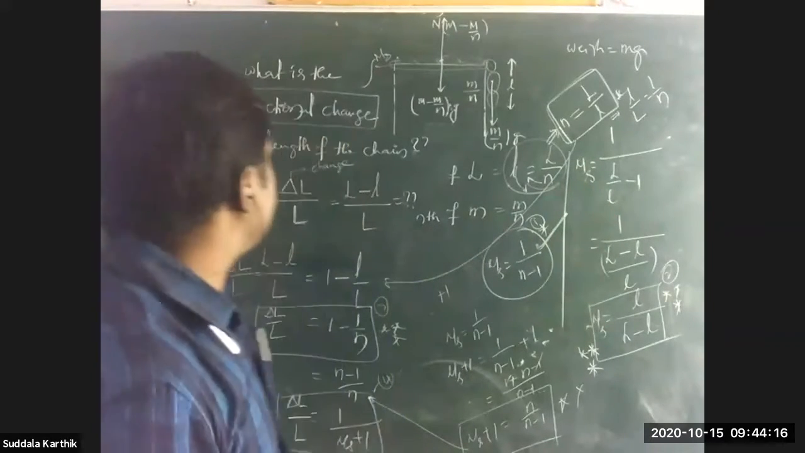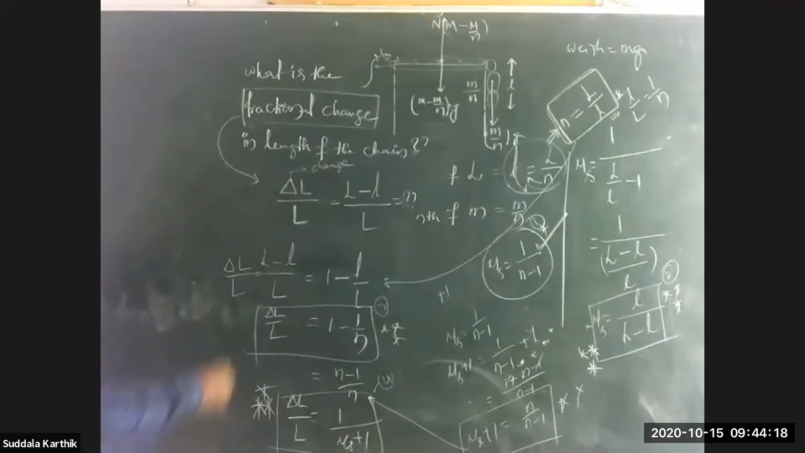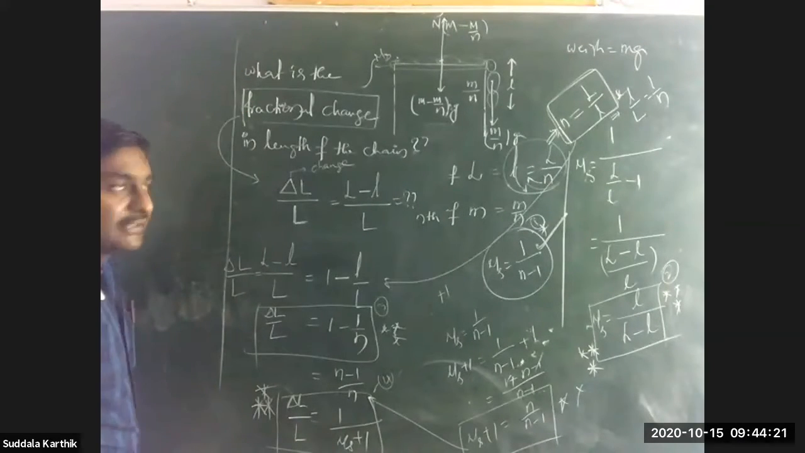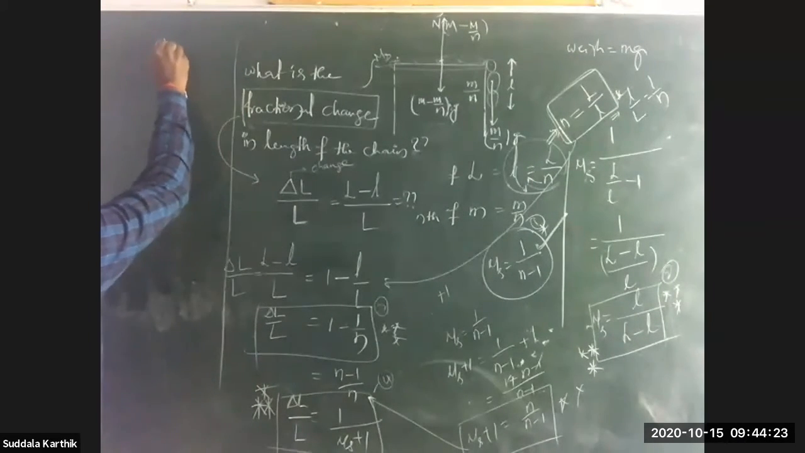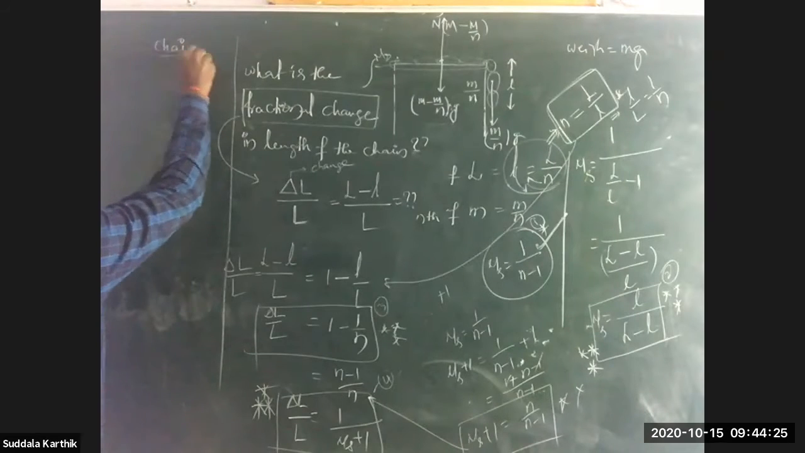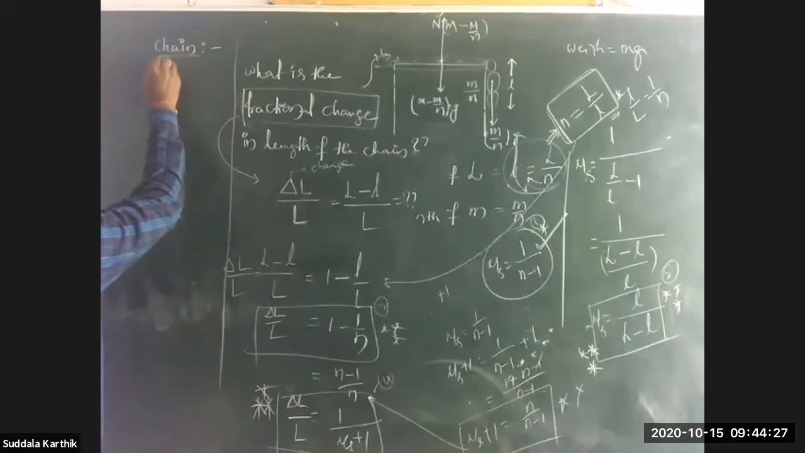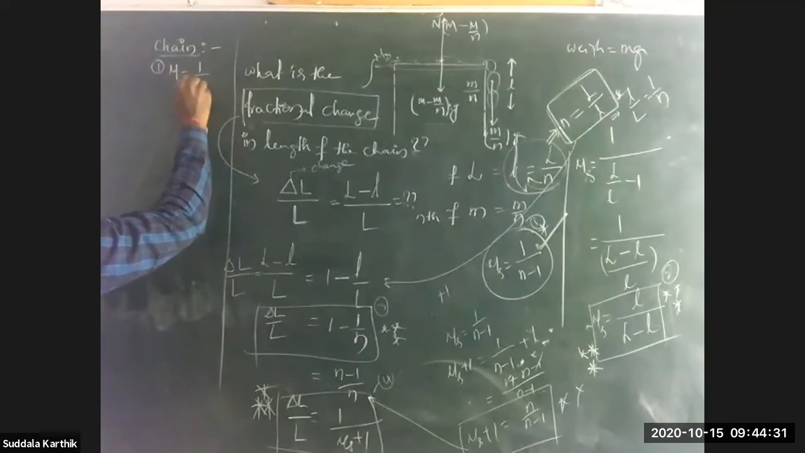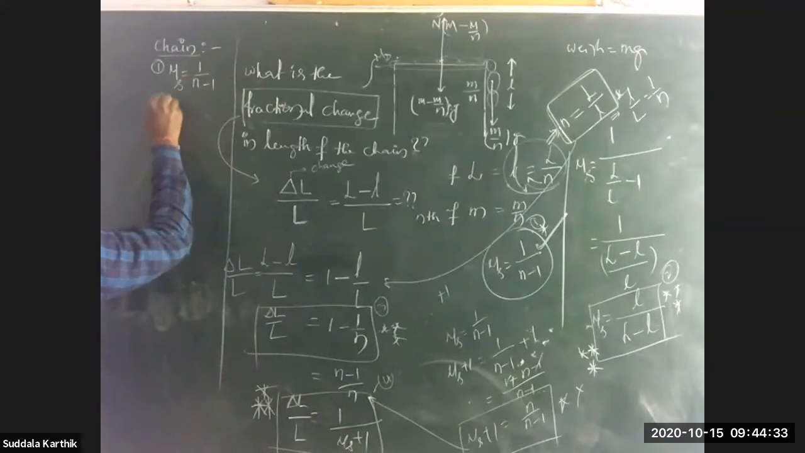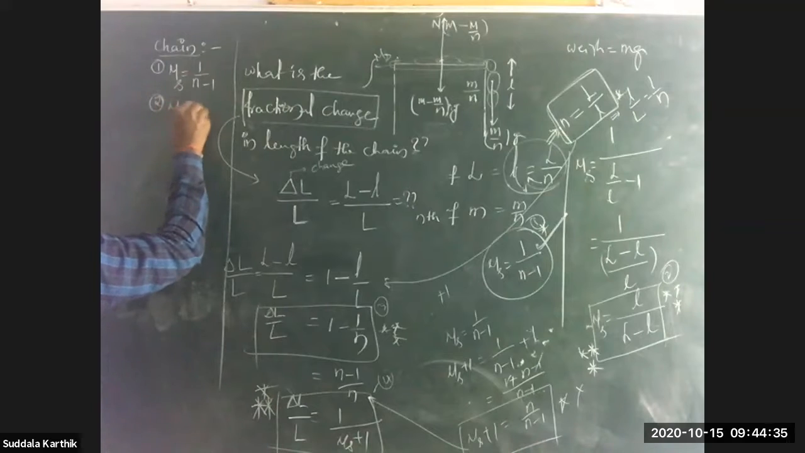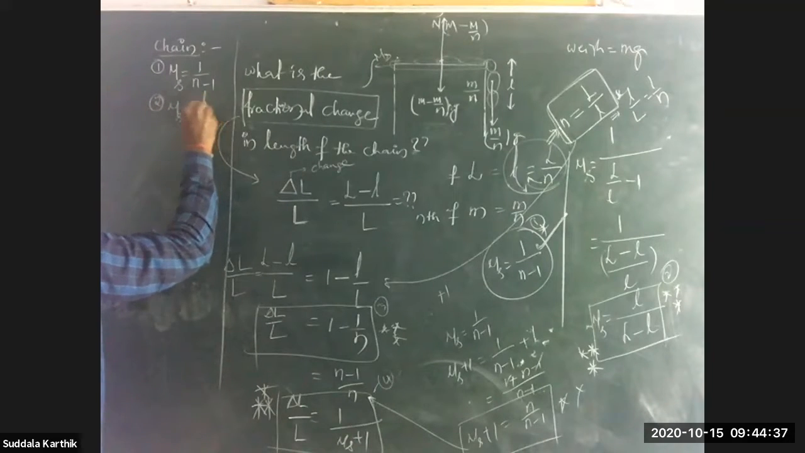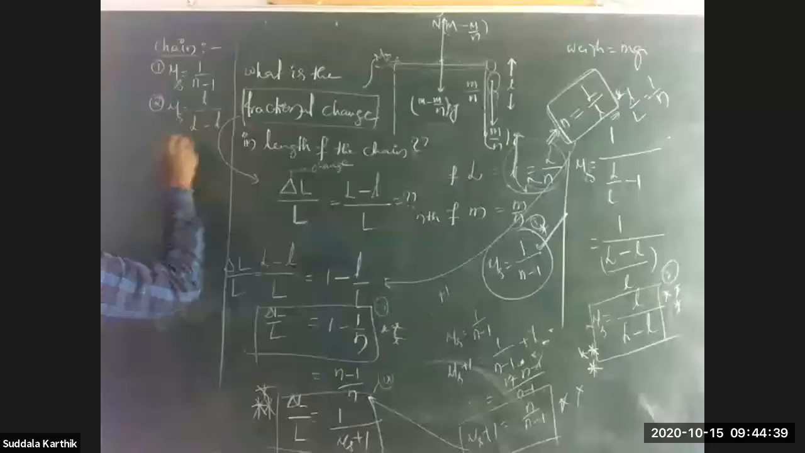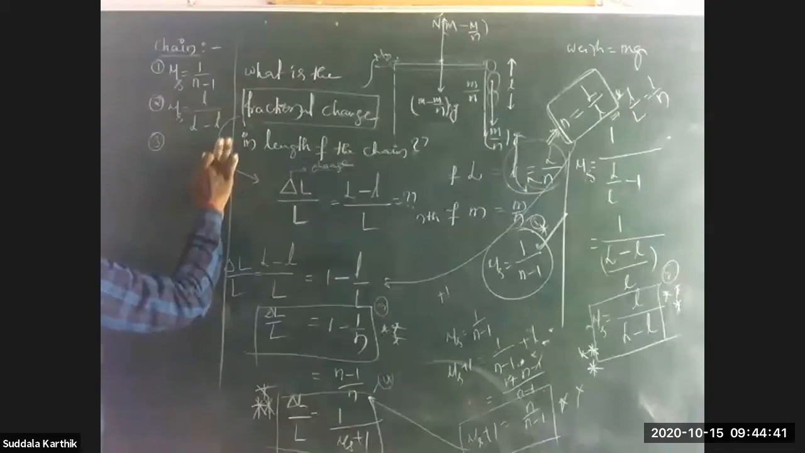Just writing those equations here. In case of chain, the first equation is mu s equals 1 by n minus 1. The second one is mu s equals small l by capital L minus small l. Third equation.